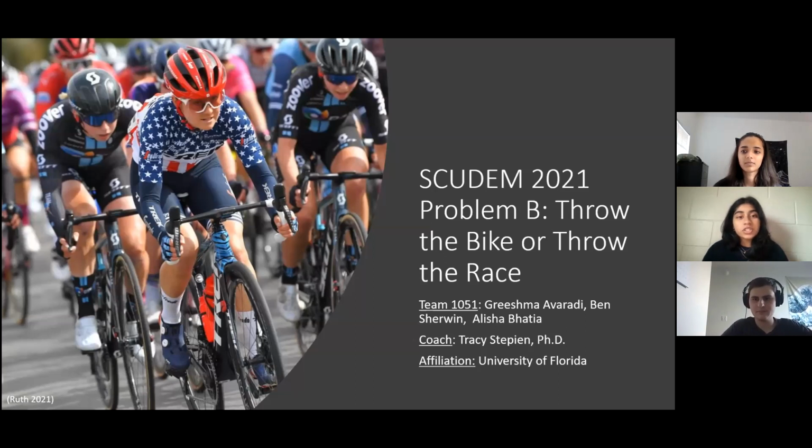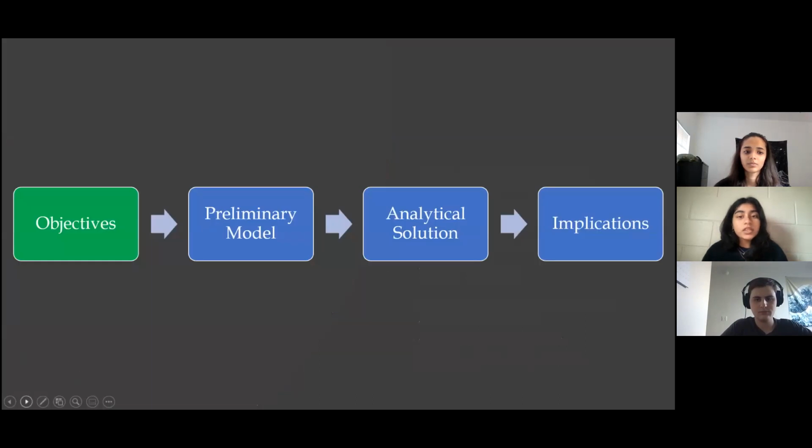Our coach is Dr. Tracy Stepien, and today we'll be exploring our approach to problem B, throw the bike or throw the race. Today, we'll take you through our goals, the creation of our model, an analytical solution, and finally, we'll discuss what this model tells us.